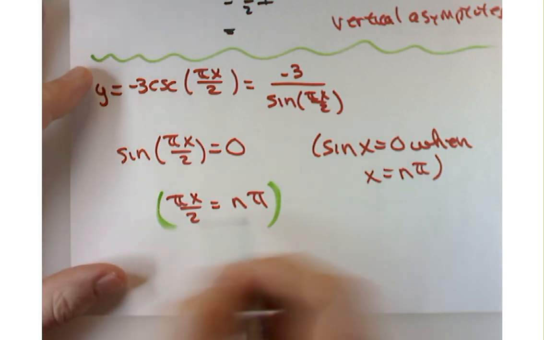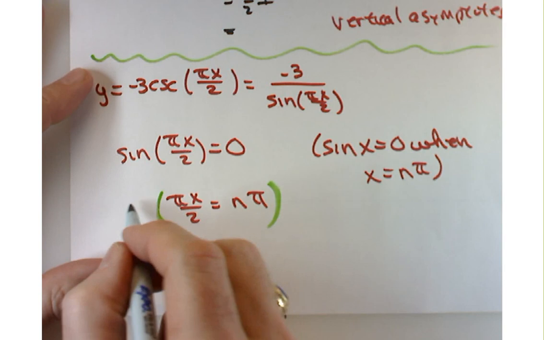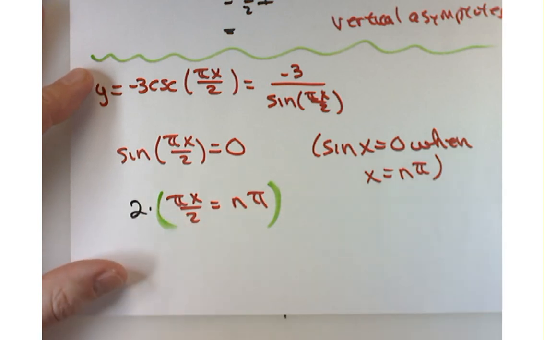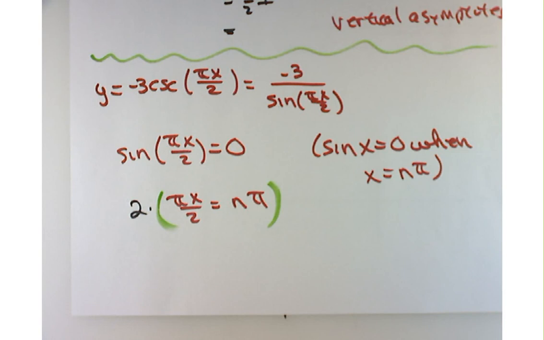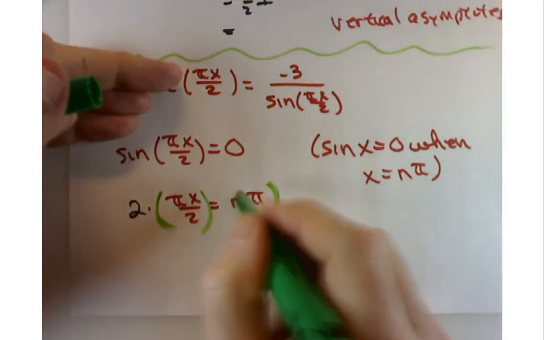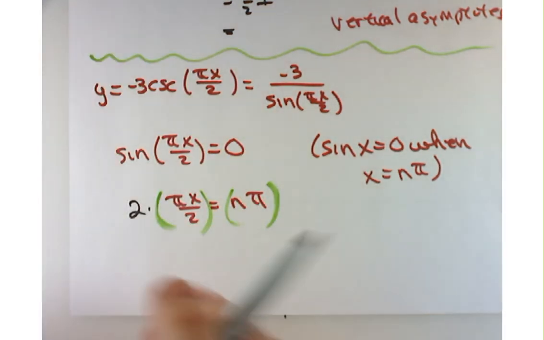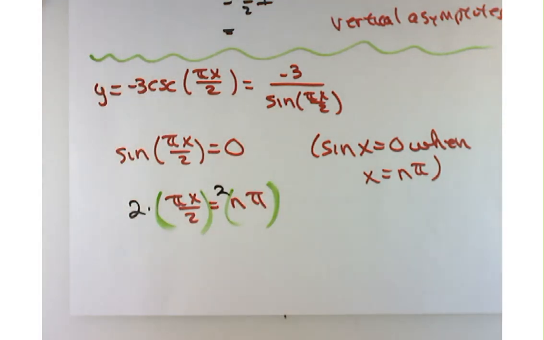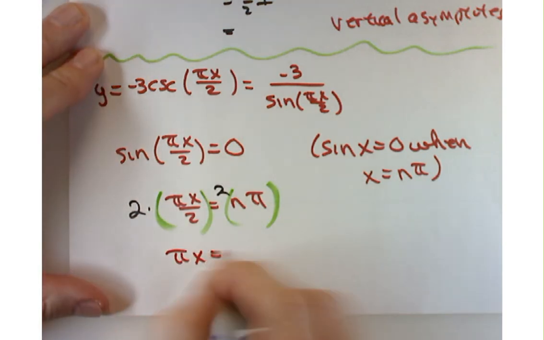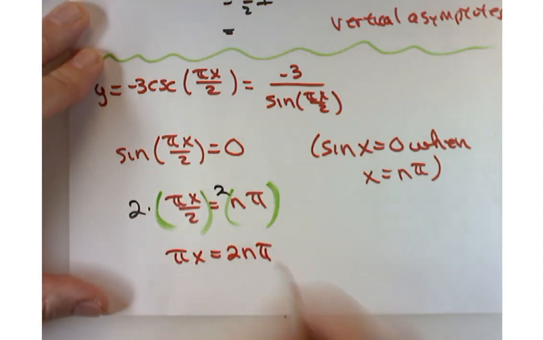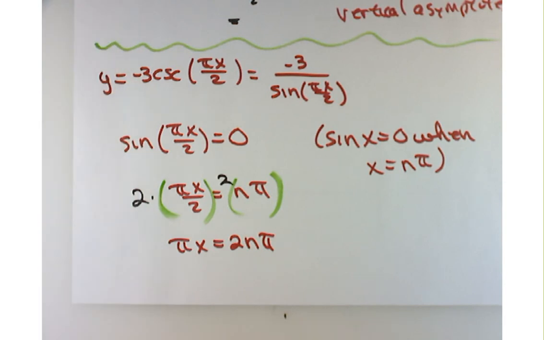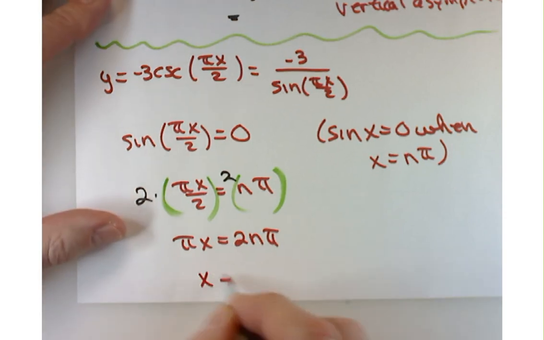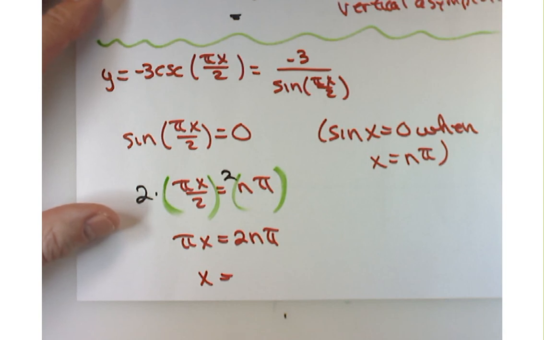What can I do to get rid of the fraction here? Times by 2. Multiply both sides by 2. Perfect. Thank you. So let's multiply both sides by 2. Here by 2. Here by 2. On the left-hand side, I'm going to get pi x. On the right-hand side, I get 2n pi. I haven't quite solved for x yet, though. What do I have to do to solve for x? Divide by pi. Thank you. What's left when I divide by pi?